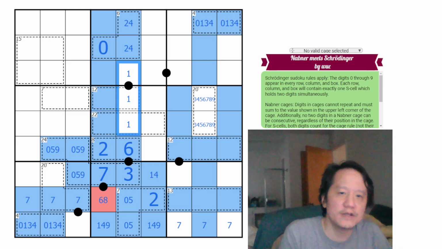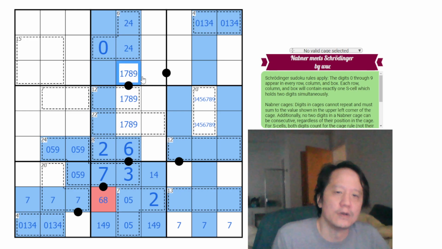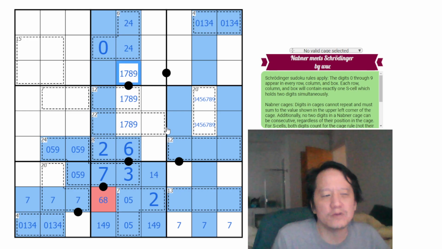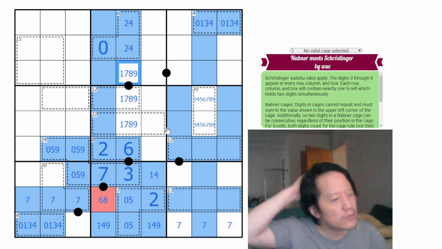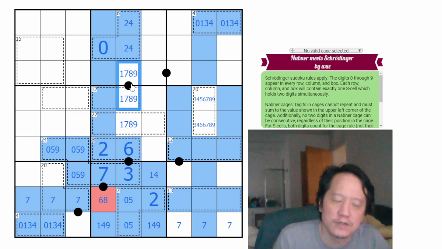So this is 1, 7, 8, 9. Interesting. Okay. This can never be. So the Schrödinger, I think, yeah, Schrödinger has to be one of these. Because they add up to 25.